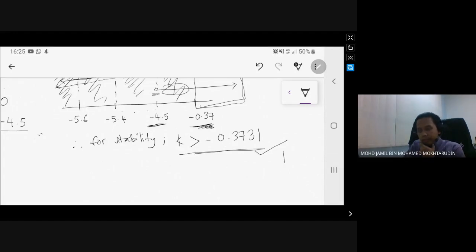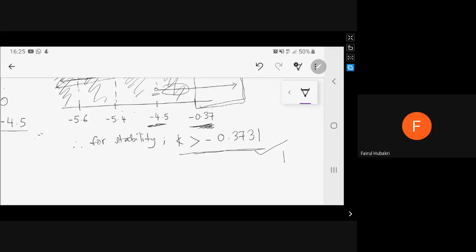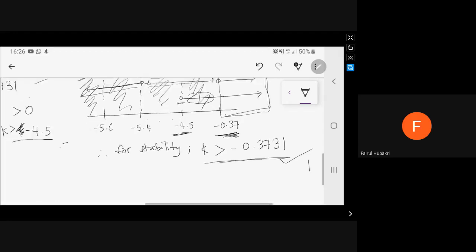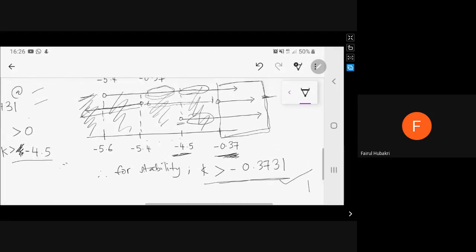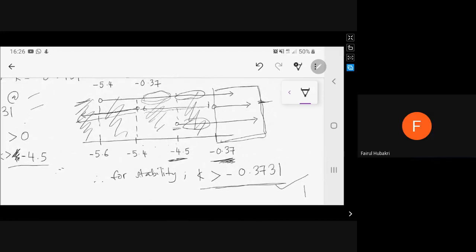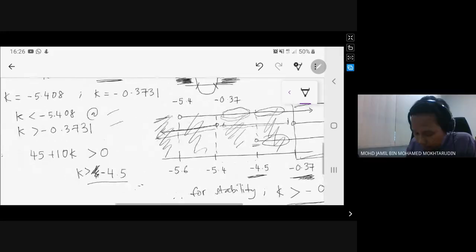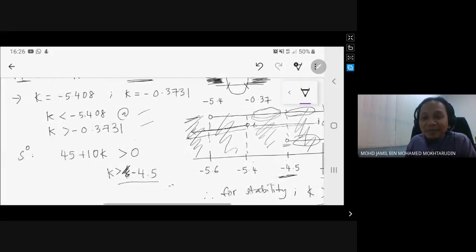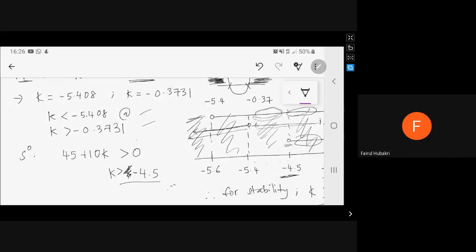Okay. All right. Any question for this? Sir, yep. Saya punya answer yang range tu saya ada dua. Yang k greater than minus 0.373 tu saya ada. Lepas tu saya ada lagi satu. Alright, sir.